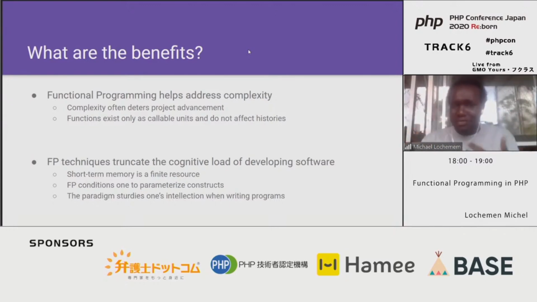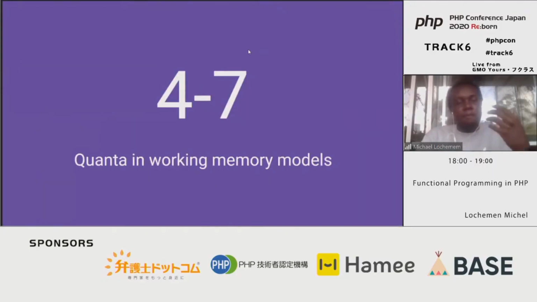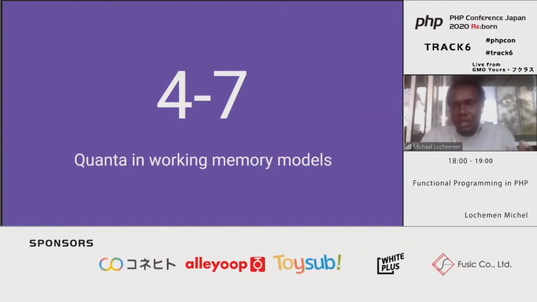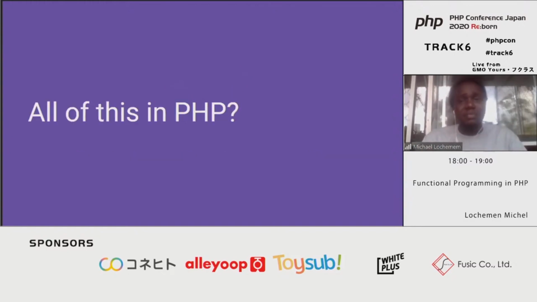So functional programming is a technique that allows you to basically truncate the cognitive load that comes with writing software, right? Because there's about 4 to 7 fixed quanta in working memory models, these placeholders that I spoke of, right? And the fewer of these that you're able to fill up, the more working memory you have, right? So again, this is a great way to manage the cognitive load that comes with writing computer programs. All this in PHP, yes, it might seem like a lot, but it is possible.